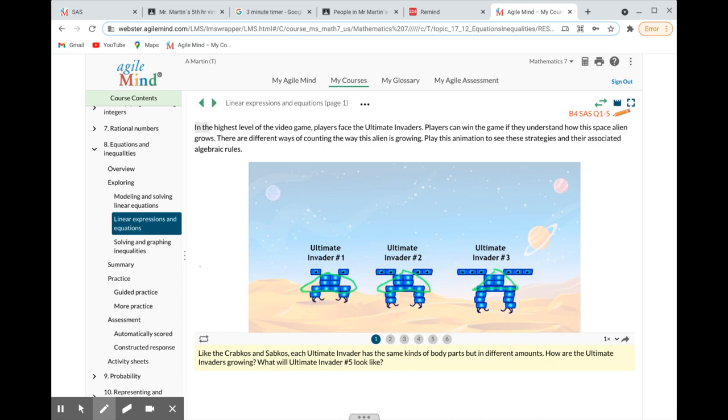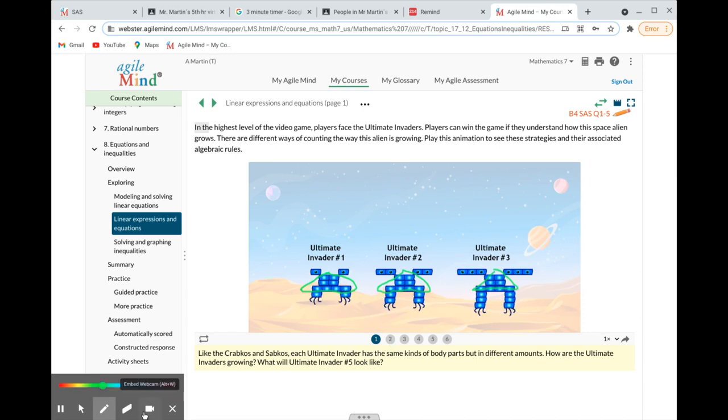And so it looks like the only thing that's changing is the number of eyeballs and the number of what? Or the length in the what? Legs. Yeah, the length in the legs. So that's how they're growing, the eyeballs and the length in the legs. So based off of what we got here, I want y'all to try to figure out what Invader number 5 would look like.